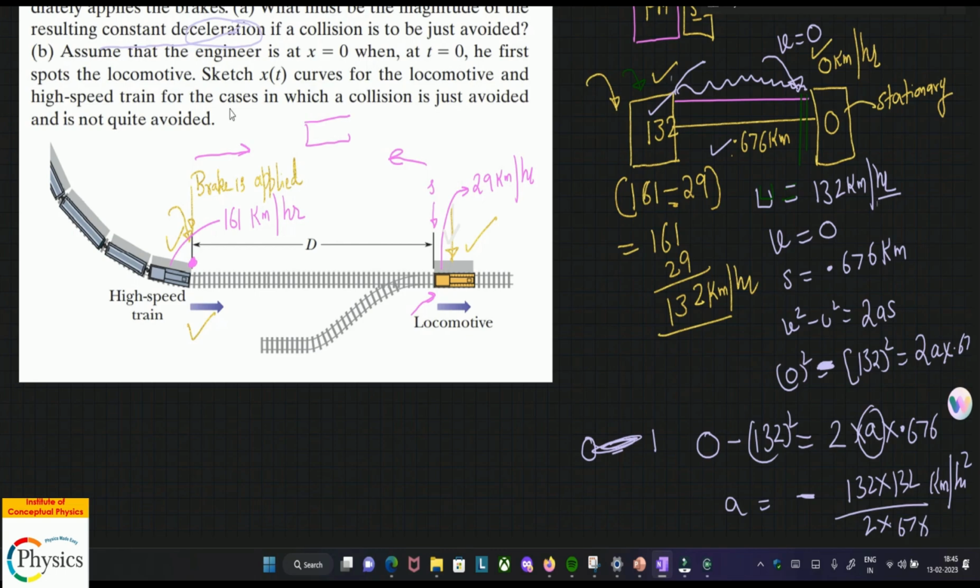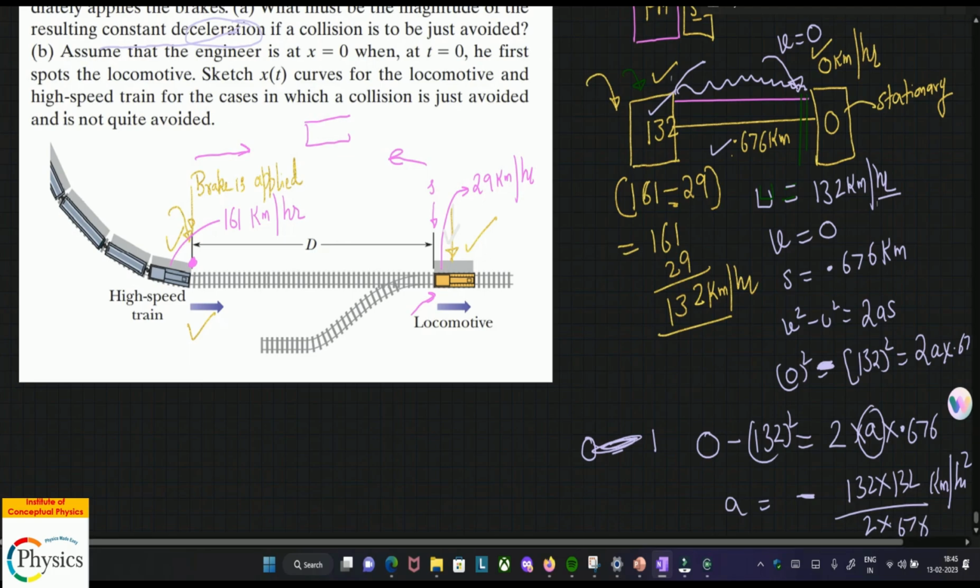So what are we supposed to do now? We are supposed to draw the graph of the high speed train, which is decelerating, and there are two graphs which have been asked. One is when it stops, which just avoids the collision, and the second case is when it is not able to avoid the collision. It goes and strikes the second train. So we have to draw two graphs. Let me show you the scenario.